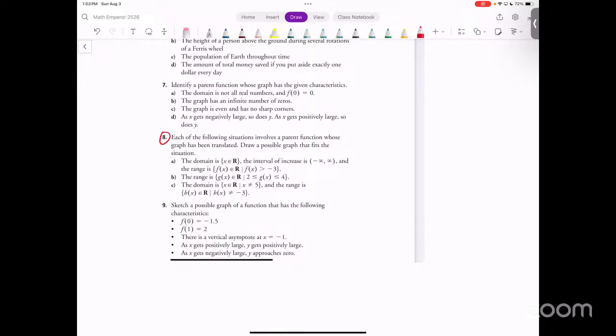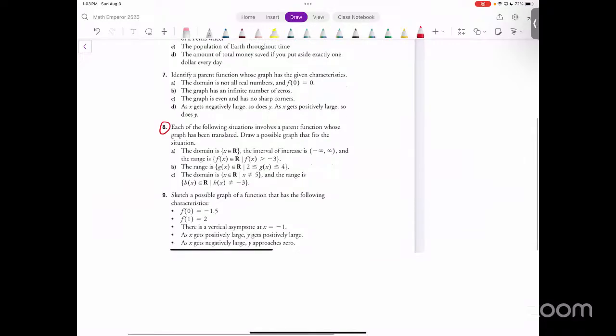For each one of the following situations involving a parent function whose graph has been translated, draw a possible graph that fits the situation. So the first one: the domain, x belongs to the real numbers, an interval of increasing from -∞ to ∞, and the range is y greater than -3. Now, let's think about this. So the domain is -∞ to ∞. What graphs that we talked about have this domain? The y = x graph, the y = x squared graph. The y = 1 over x does not fall into this category.